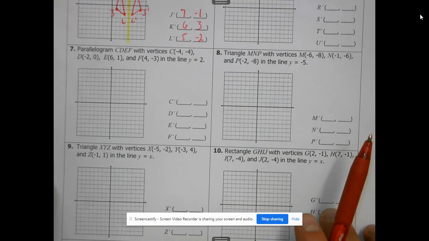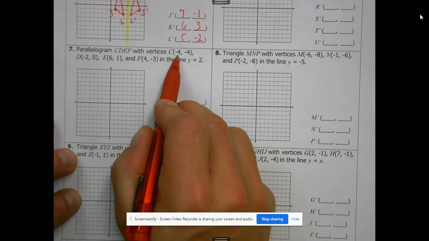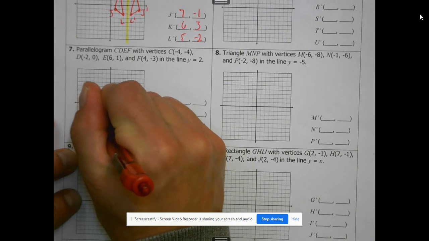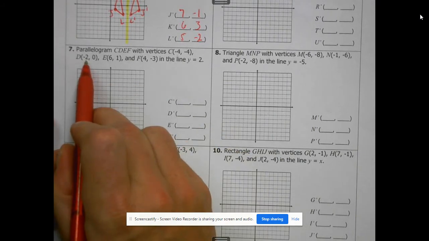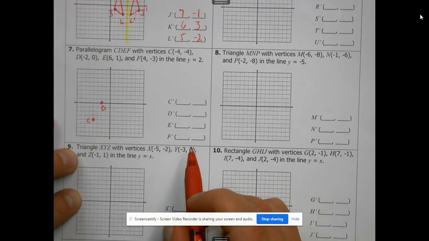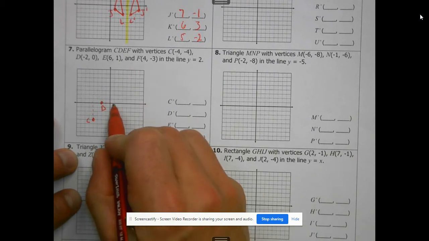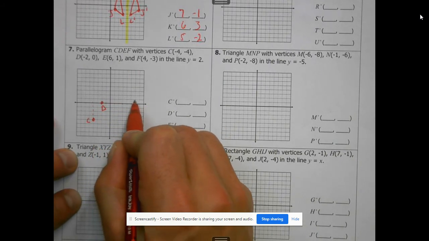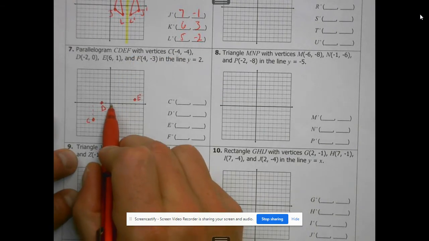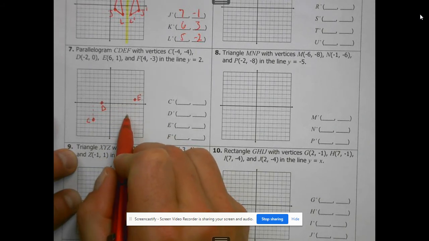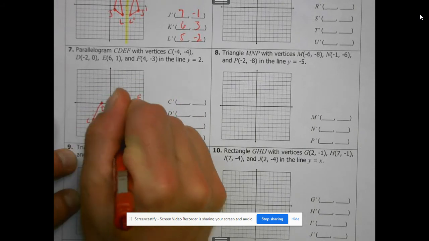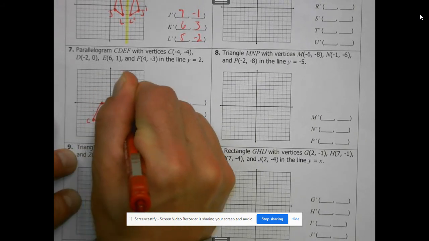Number 7, graph the originals. C is back 4, down 4. D is back 2, up 0. E is over 6, up 1. F is over 4, down 3. And connect your quadrilateral, more precisely a parallelogram.